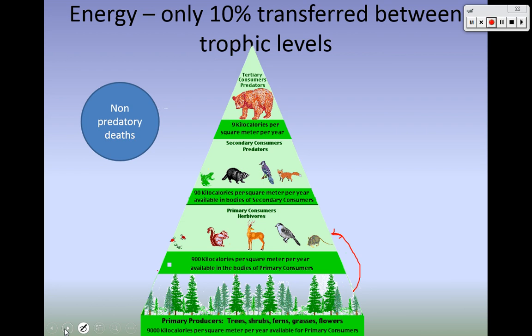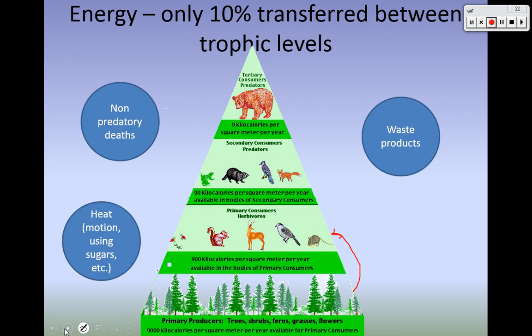So that's one place. Another place is waste products. If you remember, our waste products are all of the macromolecules that we don't digest. So those clearly aren't transferring their energy up the trophic pyramid. And so that's another place.